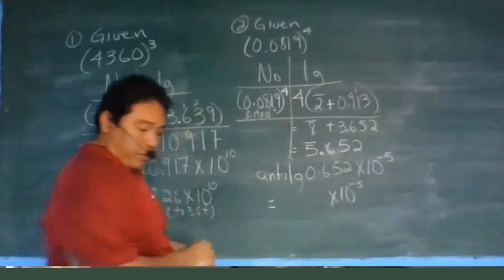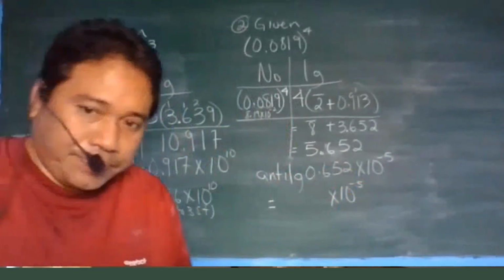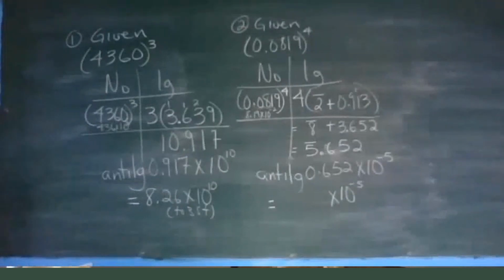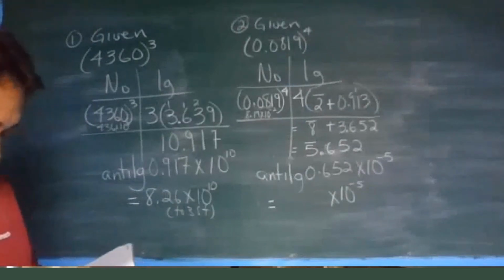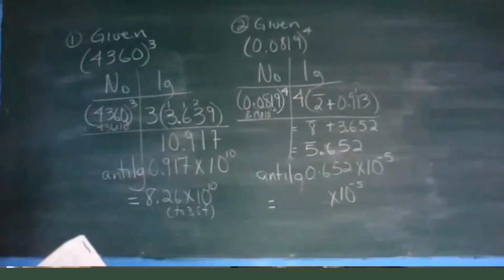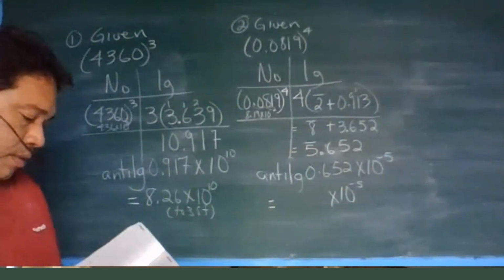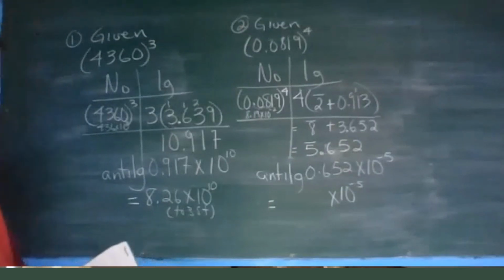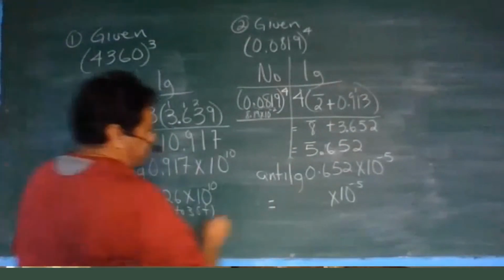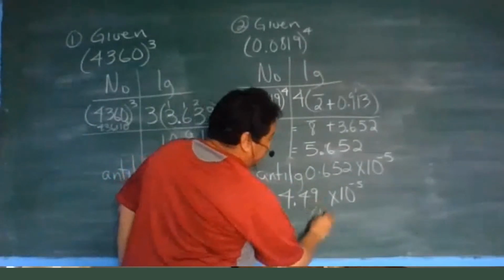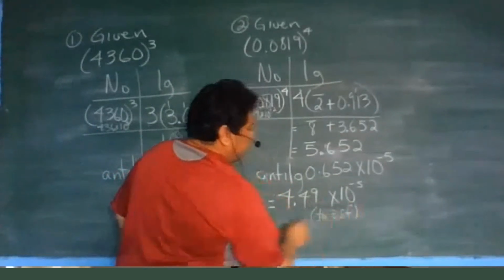So I go to my antilog table and I look for 0.65 in the primary column and 2 on the top row, and find where they meet. And they meet at 4.49. 4.49. And that is the three significant figures.